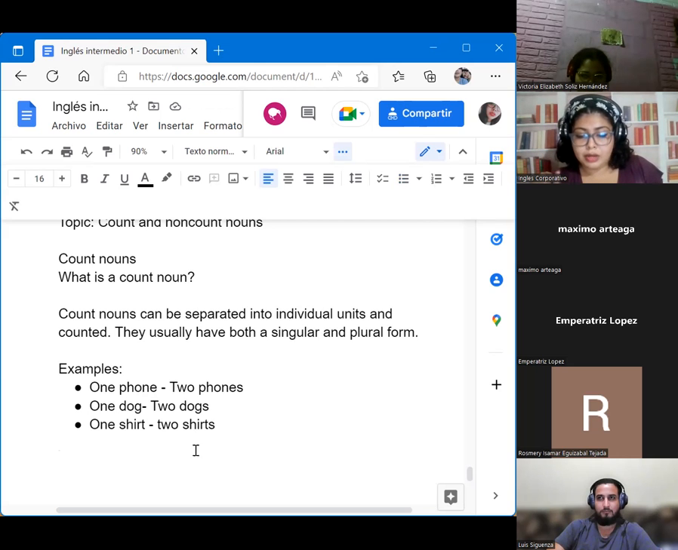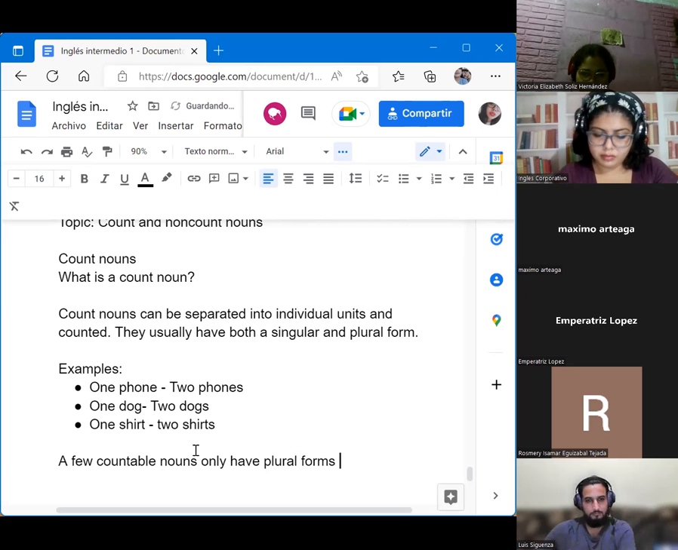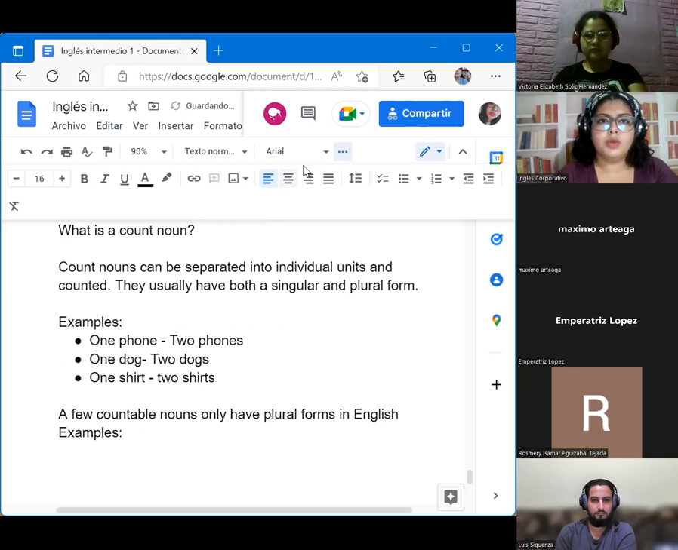However, a few countable nouns only have a plural form in English. In those cases, we know that we can have singular and plural, but there are some words that we can use only in plural, because in that case, it's telling us they are more than one. So in that case, we are going to see what are those words that we can have just in plural. So we're going to see, let me see.